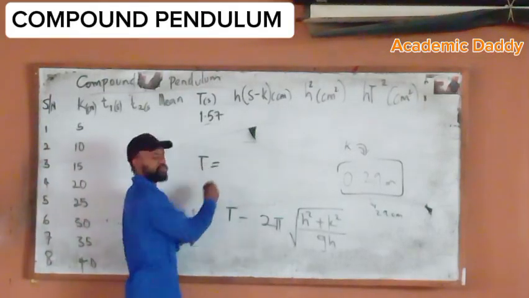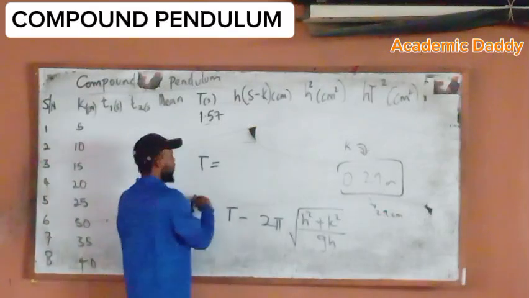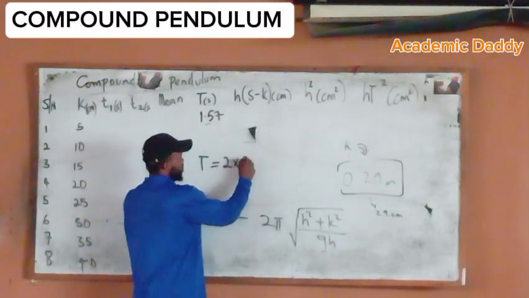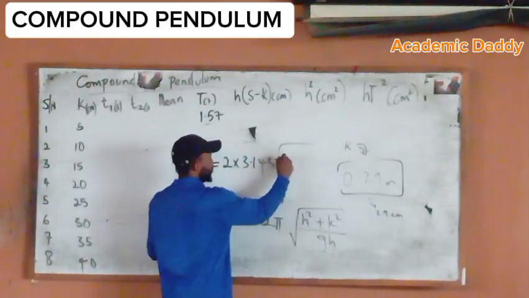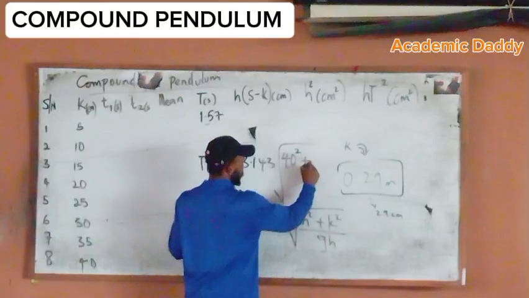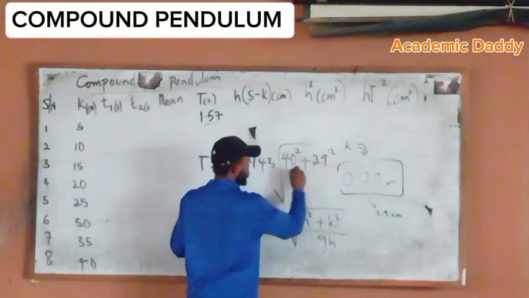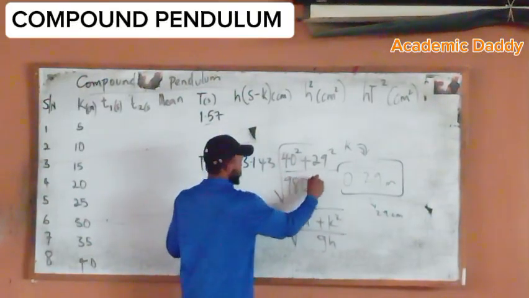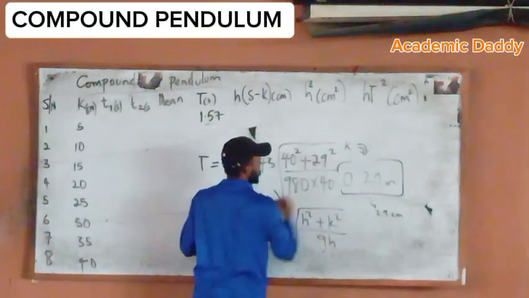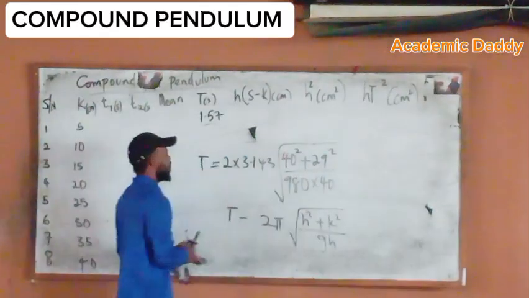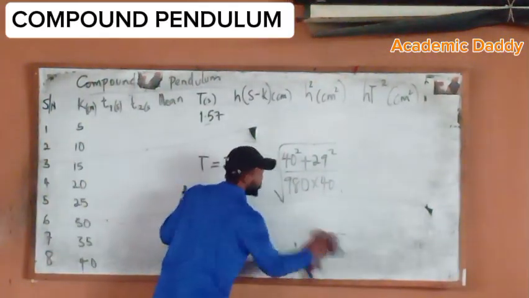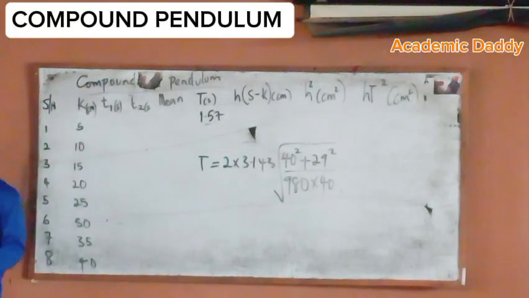Please pay attention. I have 2 times 8.143, then root of 40 square plus 29 square over 980 times 40. This is my K, and we already gave the formula for K. So now please punch this in. Do everything and give me the final answer for it. I just want to show how to get that one line and the other one.